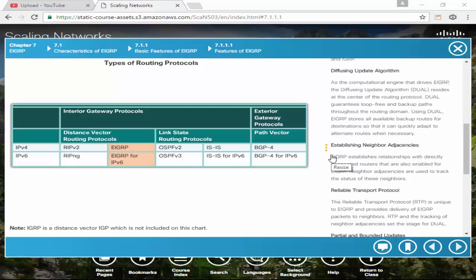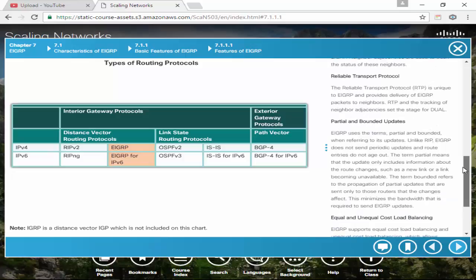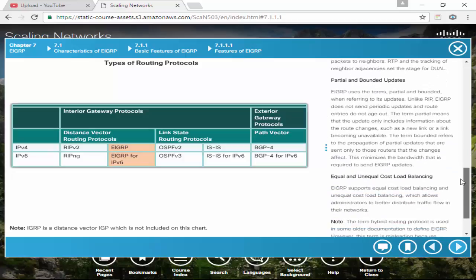Our layer 4 protocol is this thing called RTP, Reliable Transport Protocol. Okay, so RTP is not Real-time Transport Protocol, which is VoIP. There's another RTP for VoIP, so don't get confused with this RTP. Like OSPF uses its own layer 4 protocol, EIGRP uses a layer 4 protocol of RTP, and RTP is better than TCP, I guess, for making sure that this thing gets going.